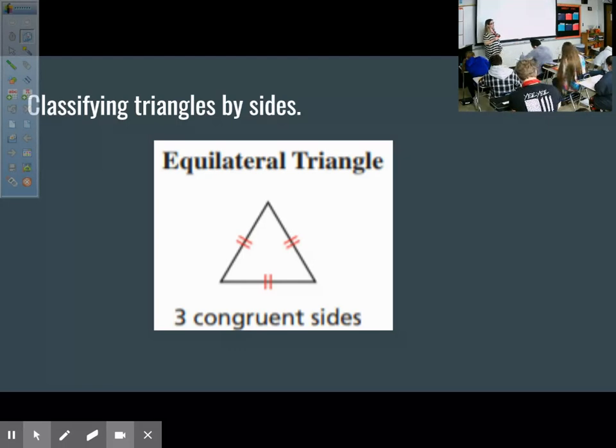So equilateral means equal sides. Lateral means sides or side lengths. I thought isosceles was at least 2, so it could be 3. Isosceles could be 3. That's why the top 2 on the right were both isosceles. It says at least 2, so that means there could be more. Yeah, two or more, so two or three, because a triangle only has three.